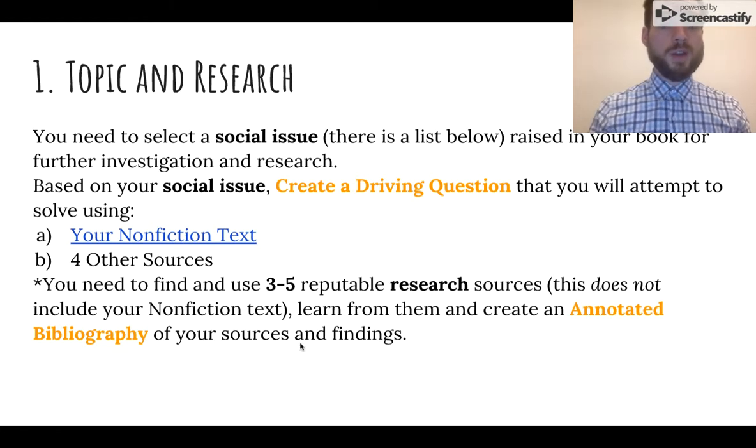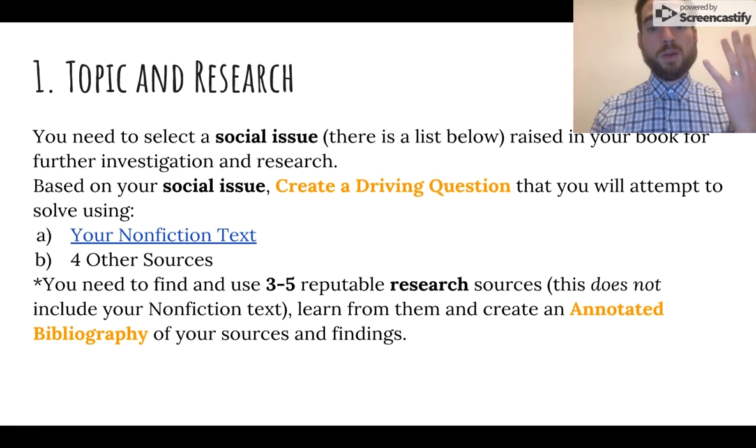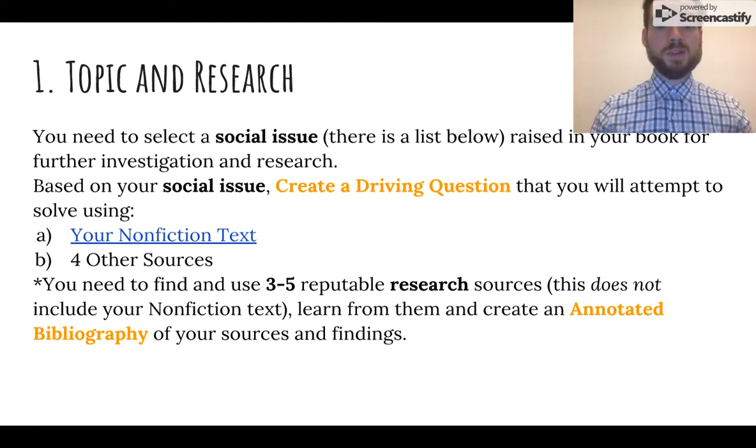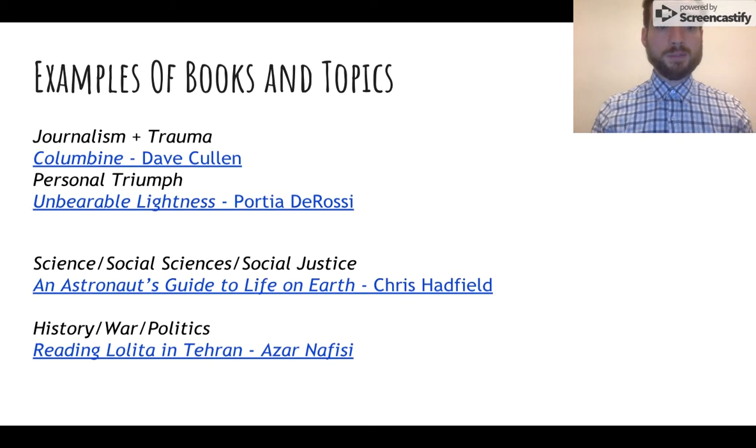You also need to find, I would say not 3 to 5, but 4 to 5 reputable research sources. This does not include your nonfiction text. So you need to find at least 4 academic resources plus your nonfiction text. So in total, you have 5 sources that you are going to be sharing through your annotated bibliography.